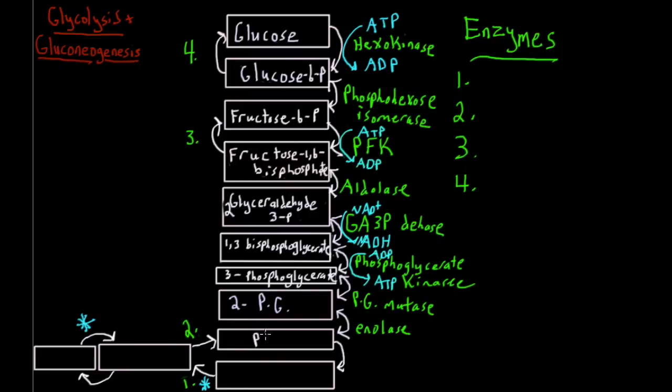pyruvate. I'm going to abbreviate that as PEP for phosphoenol pyruvate. And then of course the last step is going to be yielding us pyruvate and creating an ATP molecule from that last phosphate group. So we get pyruvate. This is done with pyruvate kinase. And of course, like I said, it gives us our one other ATP.